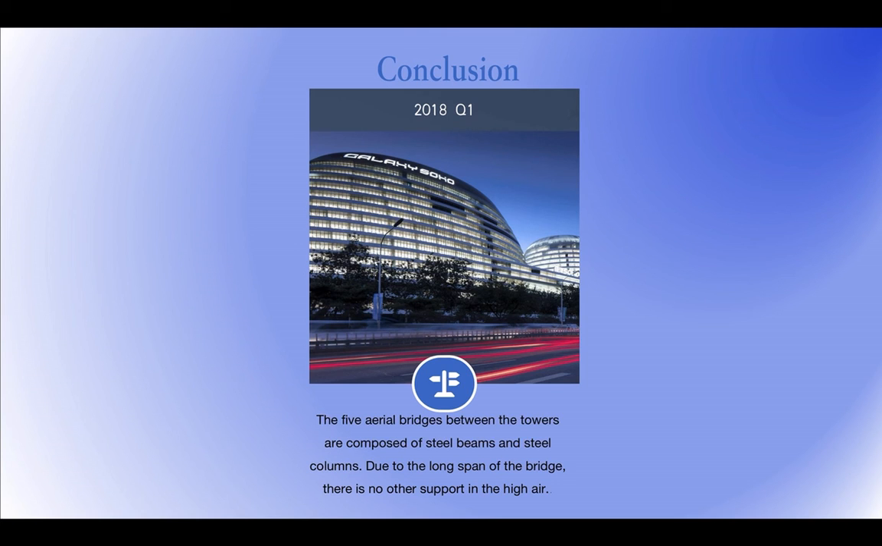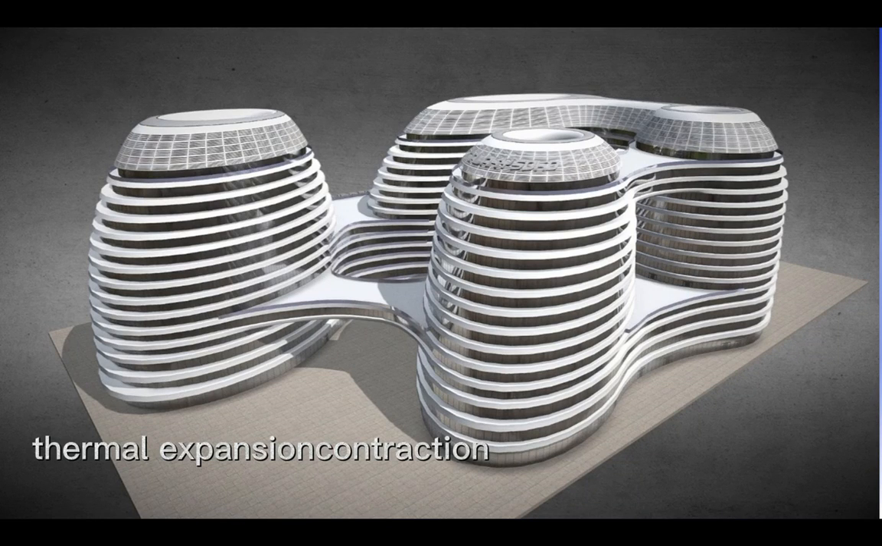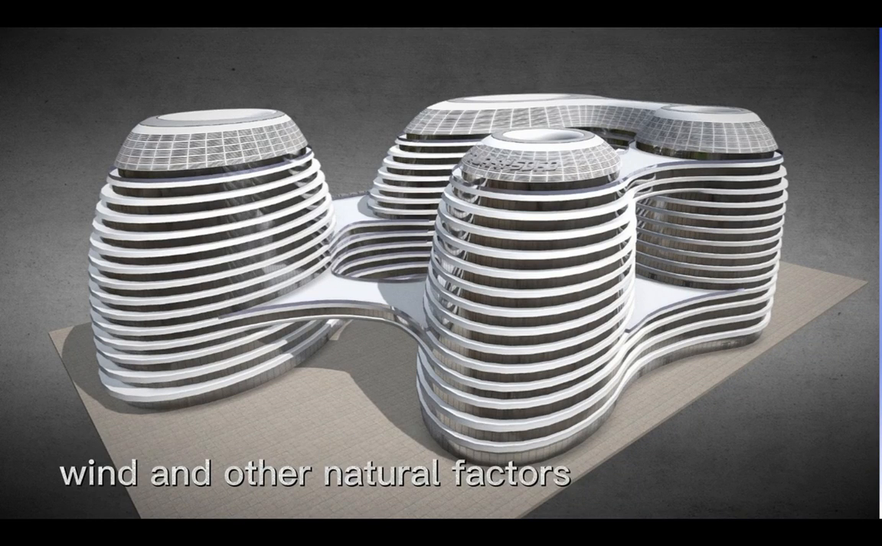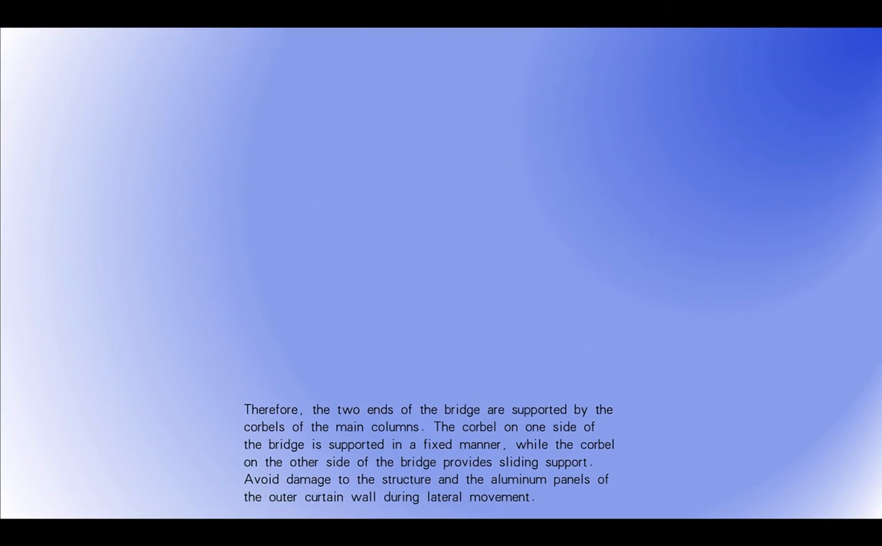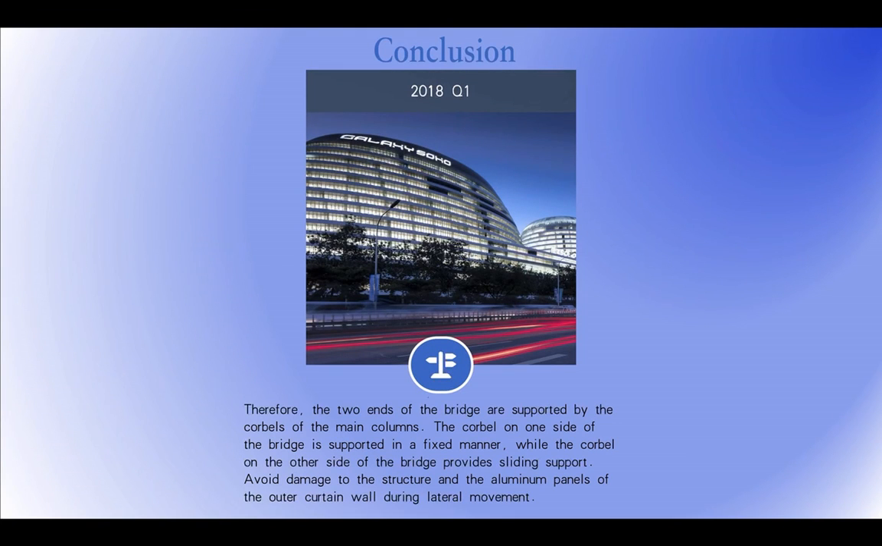The design of the bridge takes into account the large movement of the concrete structure due to expansion and contraction, earthquake, wind, and other natural factors. Therefore, the two ends of the bridge are supported by the curbs on the main columns. The curb on one side of the bridge is supported in a fixed manner, with the curb on the other side of the bridge providing sliding support. This avoids damage to the structure and the other tower while doing lateral movement.